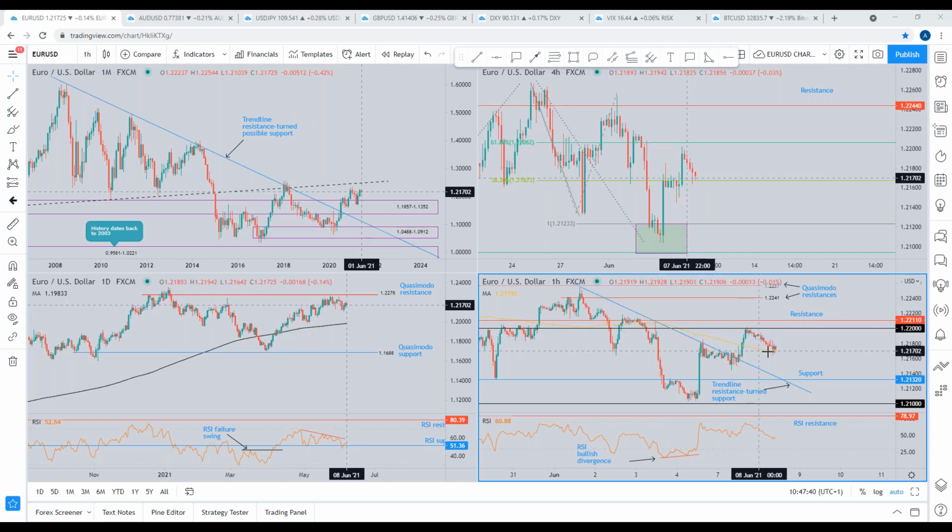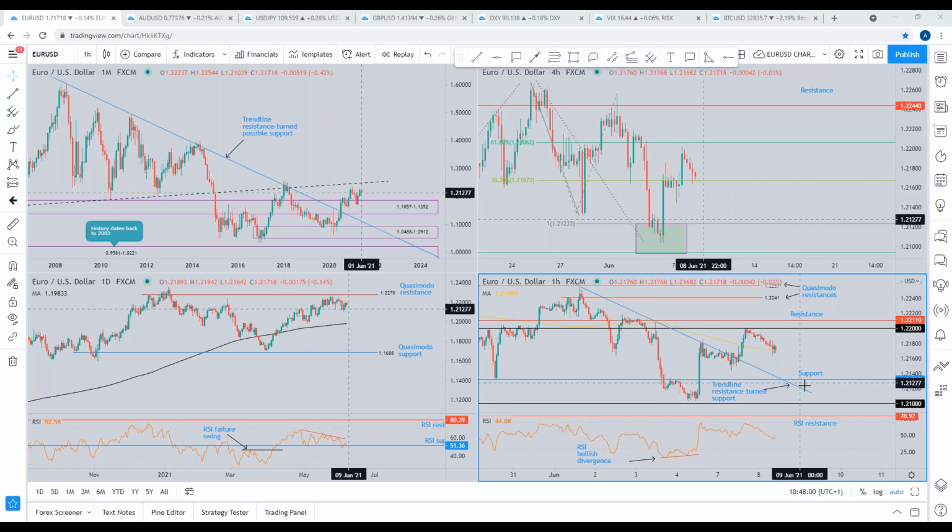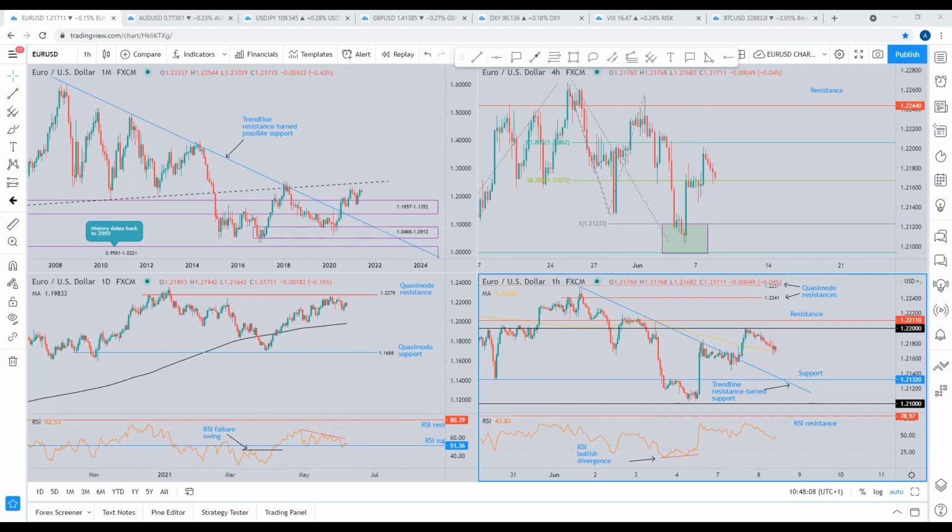So with that in mind, we know we're retesting this 100 period simple moving average. I still believe we are going higher on the euro. I believe this is going to be an important zone for the euro dollar. But as I said, we could potentially even pull back to this support here at 2132, which converges with the trend line resistance turn support. Now, any questions on the euro dollar?